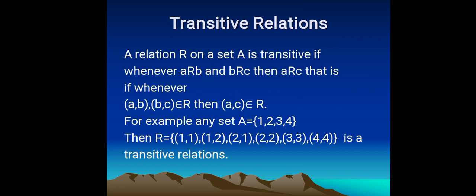Transitive relation. A relation R on a set A is transitive if whenever A is related to B and B is related to C, then A is related to C. That is, whenever (a,b) and (b,c) belong to R, then (a,c) belongs to R. For example, in any set A = {1, 2, 3, 4}, R = {(1,1), (1,2), (2,1), (2,2), (3,3), (4,4)} is a transitive relation. In the first three pairs, 1 is related to 1, 1 is related to 2, and 2 is related to 1, then 1 is related to 1, which is in the first pair, so it is a transitive relation.